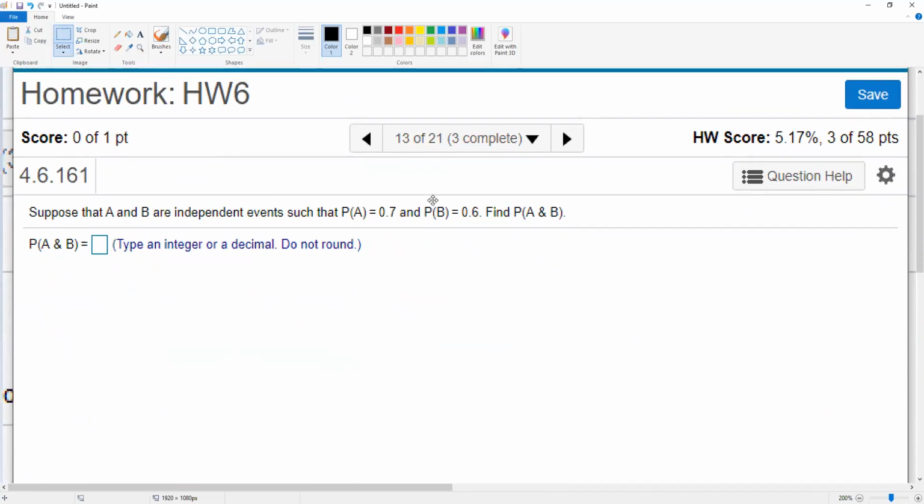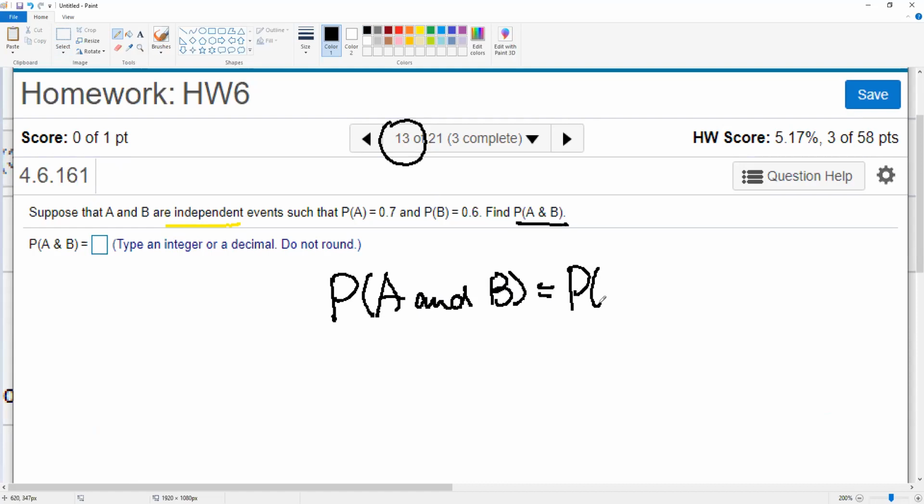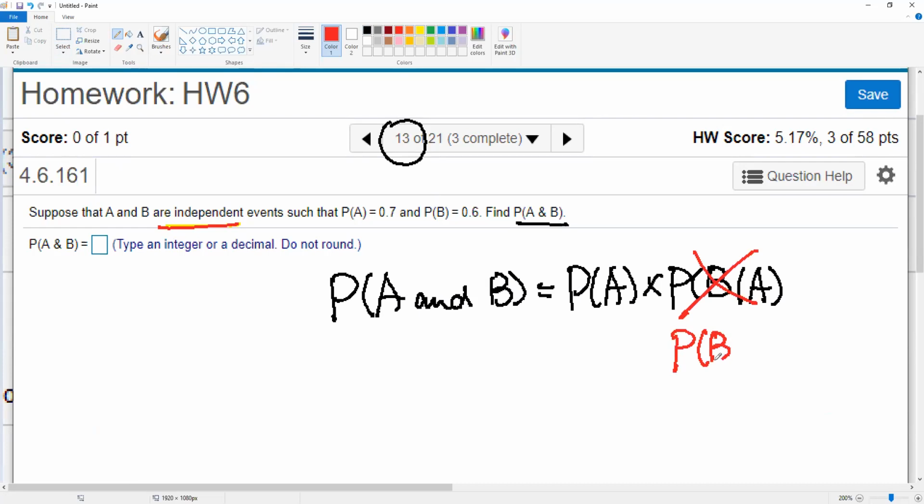Okay, this one, number 13. Now, when they are independent, you know the general multiplication rule for A and B, which was the probability of A times the probability of B given A. But now it says they are independent, so the conditional probability will be just the probability of B.